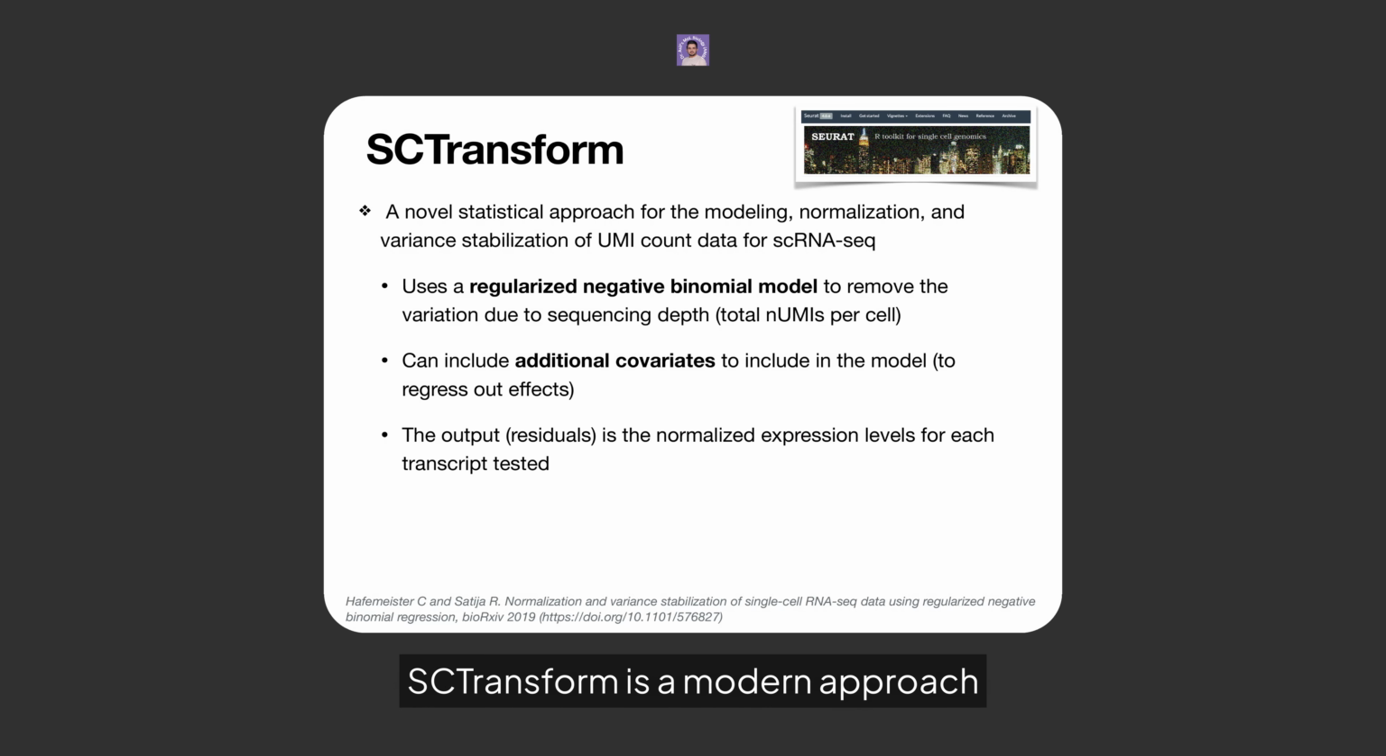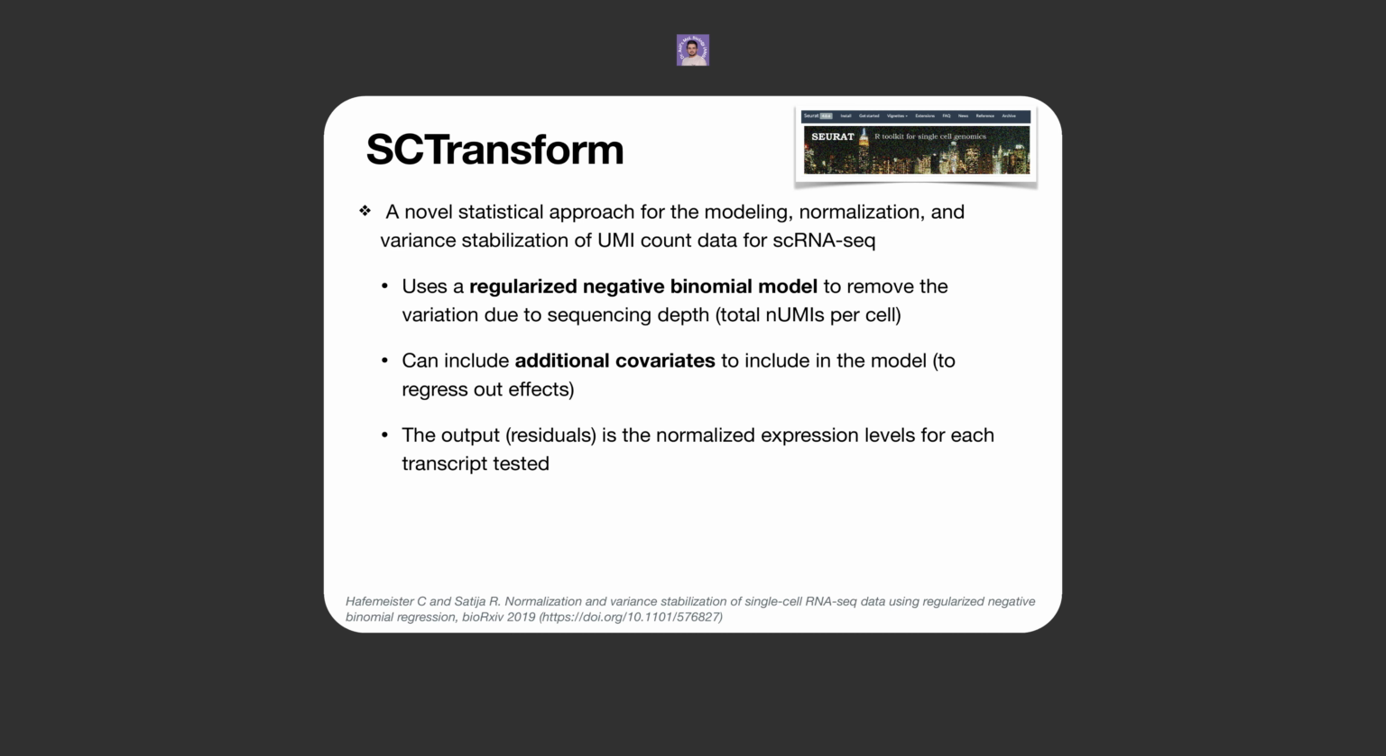SCTransform is a modern approach for normalizing RNA-seq UMI data. It fits a regularized negative binomial model to account for sequencing depth and can incorporate additional covariates. The resulting residuals provide variance-stabilized, normalized expression for each transcript.